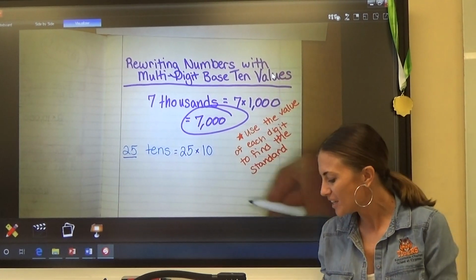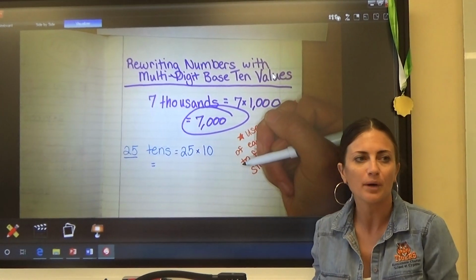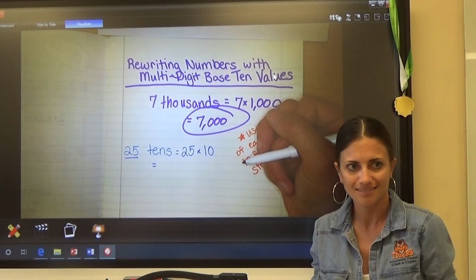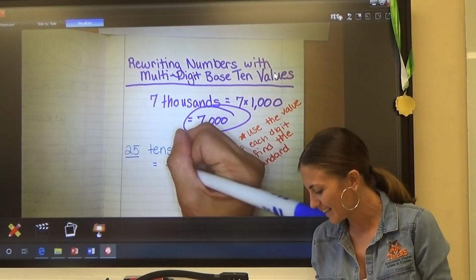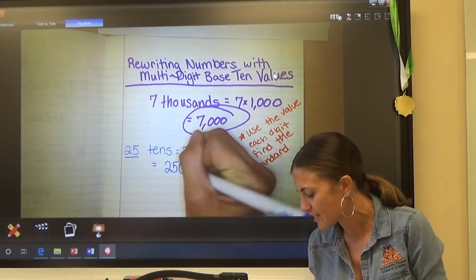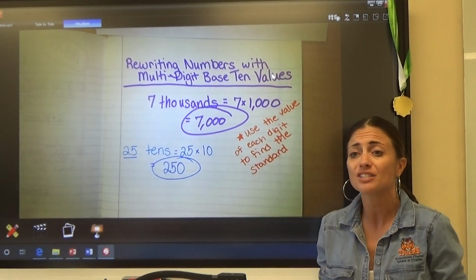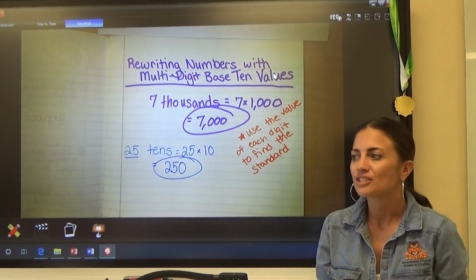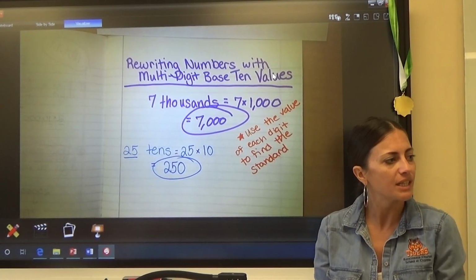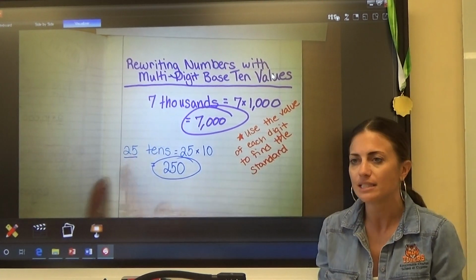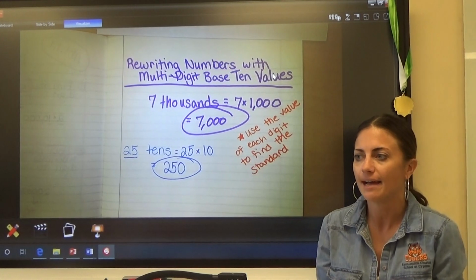25 times 10. So what is our value of 25 tens? 250. Good. I like that nice and loud so our audience can hear and learn as well as you're learning. So 250 is our value. See how our steps are still the same. We might see the double digits and be like, oh, how do I do that?